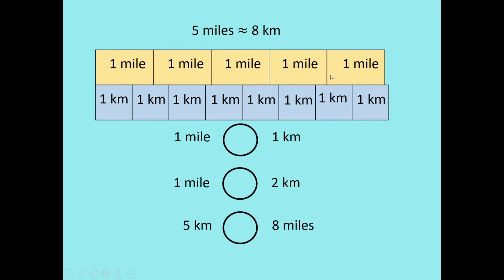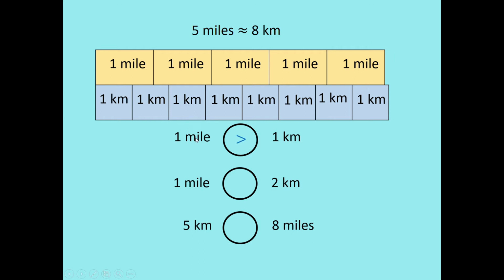And here's a bar model which explains that. So 5 miles is slightly less, you can see, than 8 kilometres, but there's not much of a difference. Looking at this bar model, is 1 mile greater than or less than 1 kilometre? Is 1 mile greater than or less than 2 kilometres? And is 5 kilometres greater or less than 8 miles? Fill that in and pause when you're ready to hear the solution.